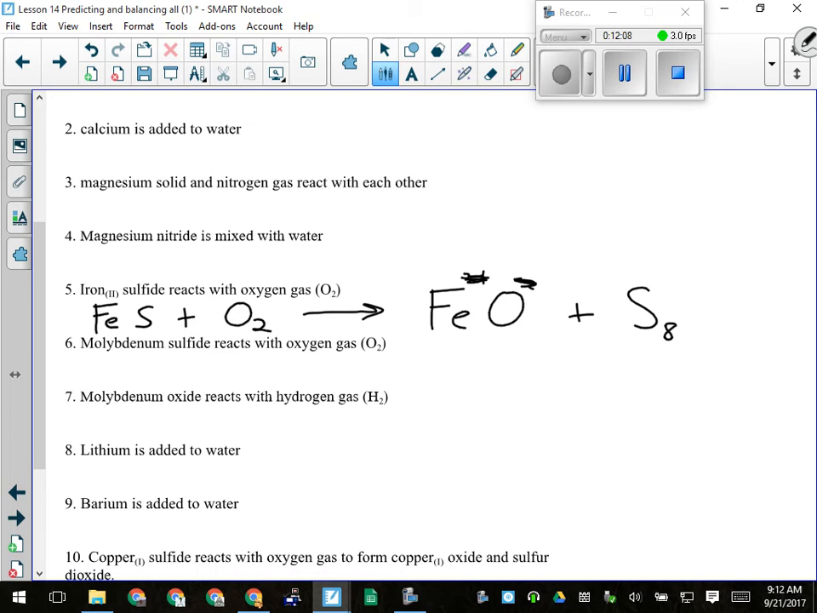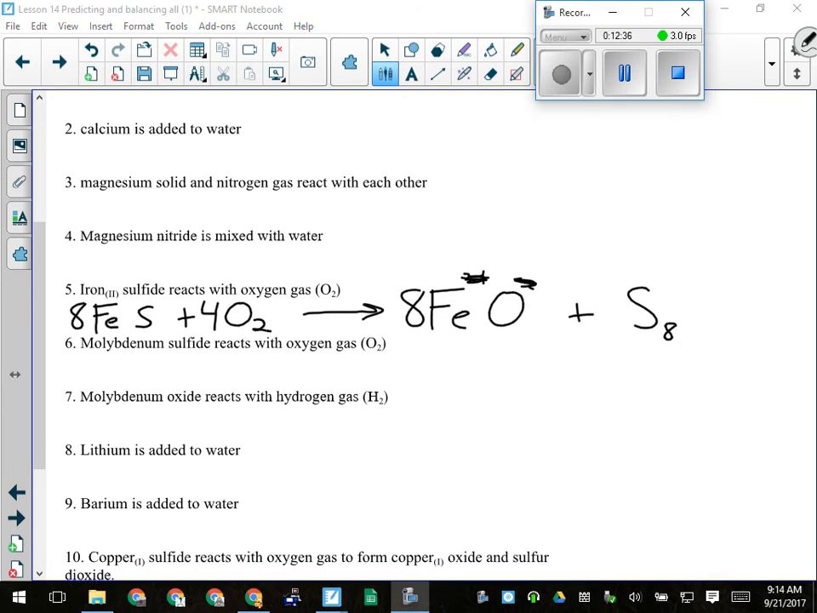Okay. Now I got to go back and balance, right? So I got 8 sulfurs. So I'm going to put an 8 there to balance my sulfurs. I have to put an 8 here to make my irons work out. And when I do that, I've got 8 oxygens. So I need a 4 here to make the oxygen work. Okay, so it's just a matter, guys, of being able to recognize those reaction patterns when you encounter one.